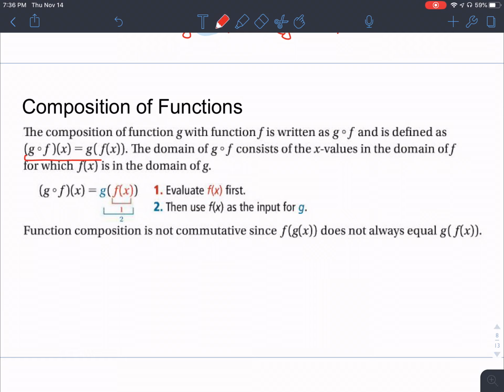All right. The domain of g of f consists of the x values in the domain of the f, for which f of x is in the domain of g. I know that sounds like a whole lot of mathematics. That's really confusing. You kind of have to actually see this in action in order to understand it. So basically what's happening is you figure out f of x. Once you have f of x, then you plug that into g of x and you get your answer.